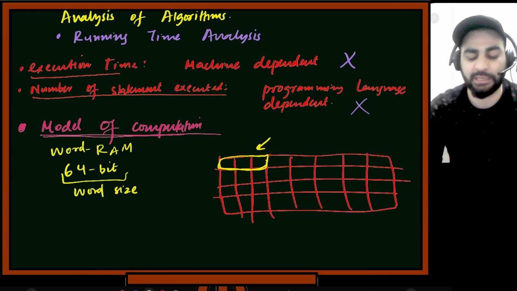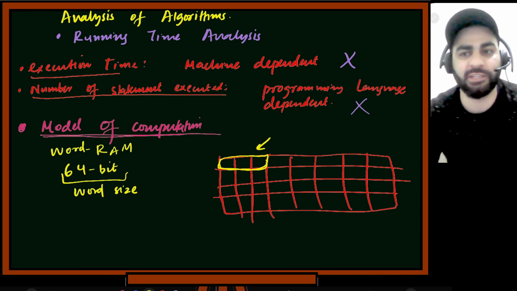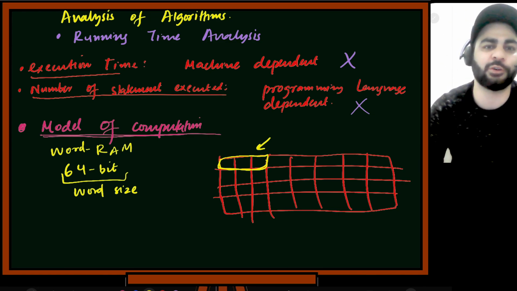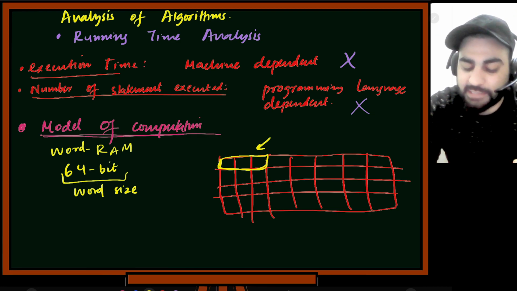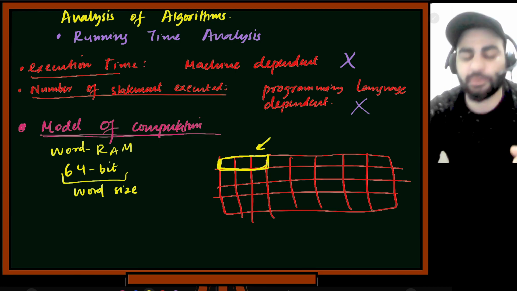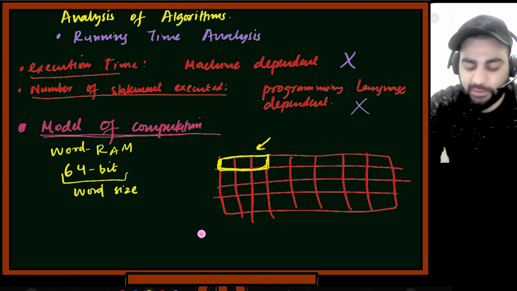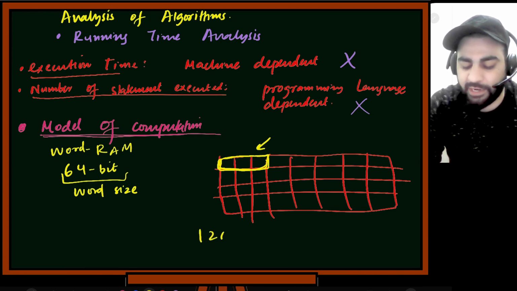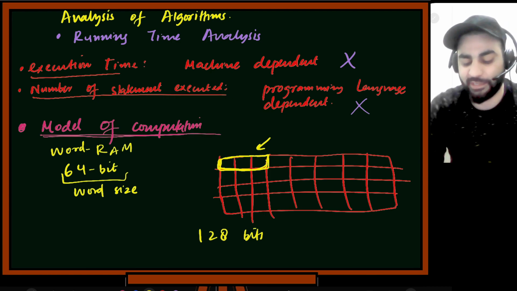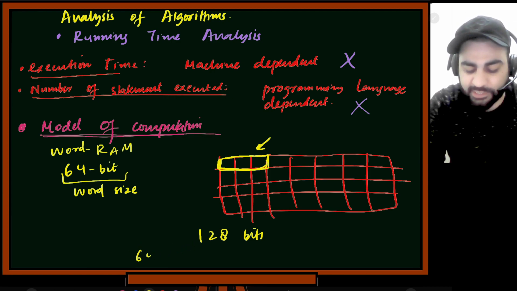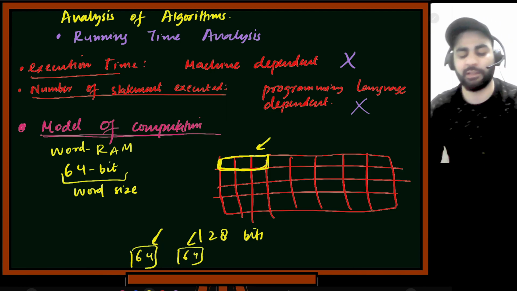So word RAM means we assume the word size, let's suppose your machines are 64-bit machines. Sometimes you might have also heard of 32-bit machines. So what's the meaning of a 32-bit machine? That means the size of the smallest chunk of memory which can be addressed is 32 bits. Let's say you have 128 bits and your machine is 64-bit word addressable. So there will be two memory locations, one will be 64 and the other 64, and these two will be addressed.